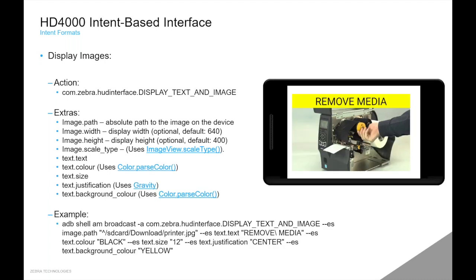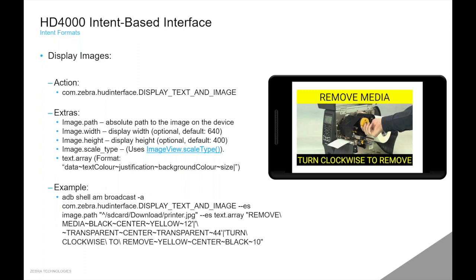If you wanted to combine the two, to show images and text, you would send the intent using the display text and image action. You would just pass through the same extras that you would for an image and the same extras that you would for a text, but put them into a single intent. So that would be the path to the image on the device, the text that you want to display, the color, the size, the justification, and the background color. And then that would be an example of how you would do that down there.